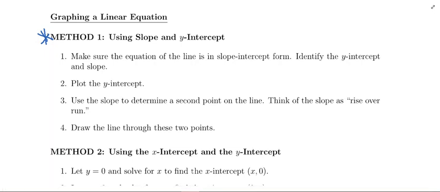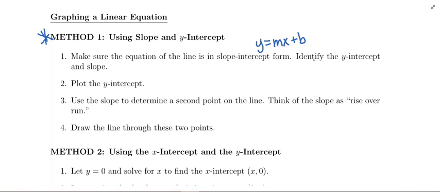So step 1, you need to make sure that the equation of the line is in slope-intercept form. That's y equals mx plus b. Identify the y-intercept and the slope. And then in step 2, you're going to plot the y-intercept because that's one of your points on your line. And then in step 3, you're going to use the slope to determine a second point on the line. And as we've said before, think of the slope as rise over run. Finally, you will draw the line through those 2 points.